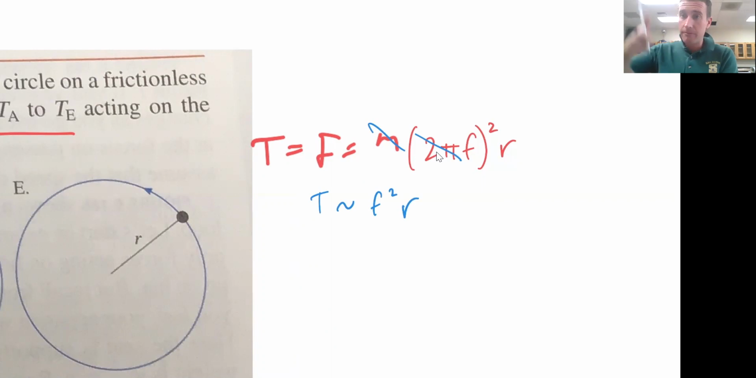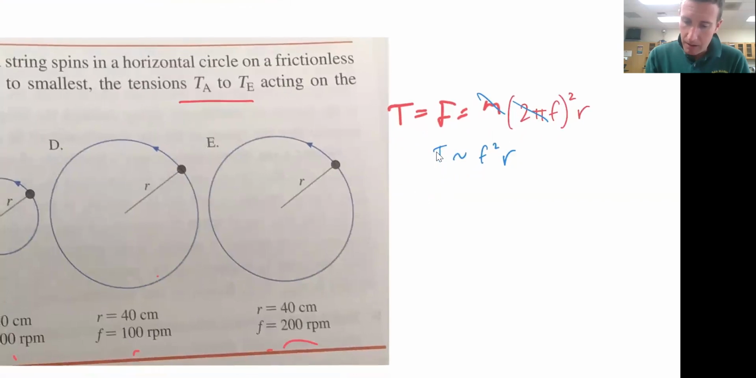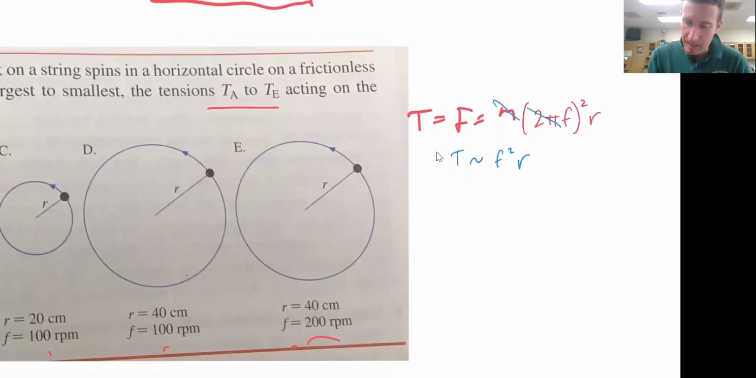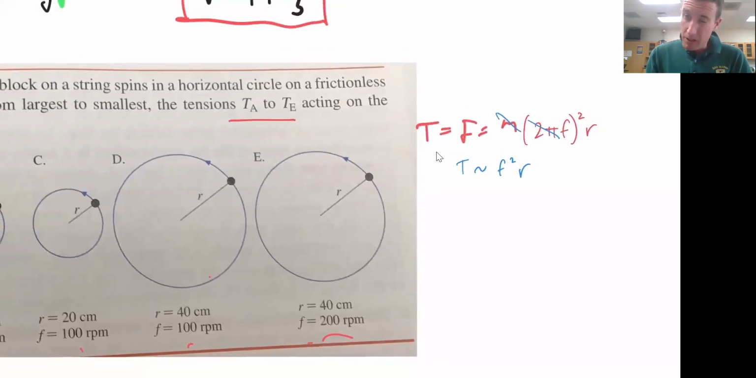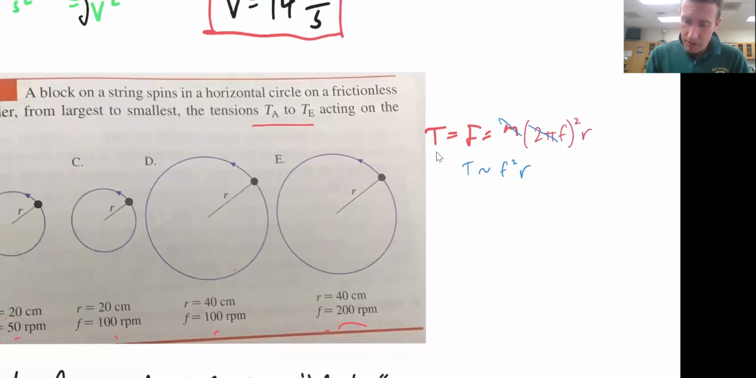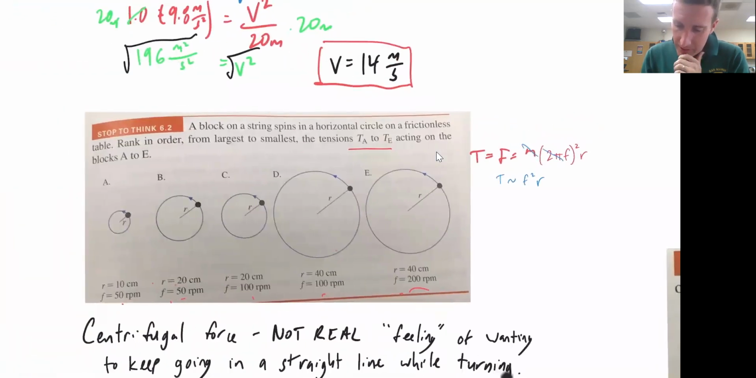Okay, so I want bigger frequencies and bigger radii, but the frequency one is going to be the biggest difference to maximize the tension. Okay, frequency squared times radius. Yeah, that makes sense. All right, so for the frequency squared, this guy has the biggest radius and the biggest frequency. So the largest is going to be the tension of E. That's the biggest.